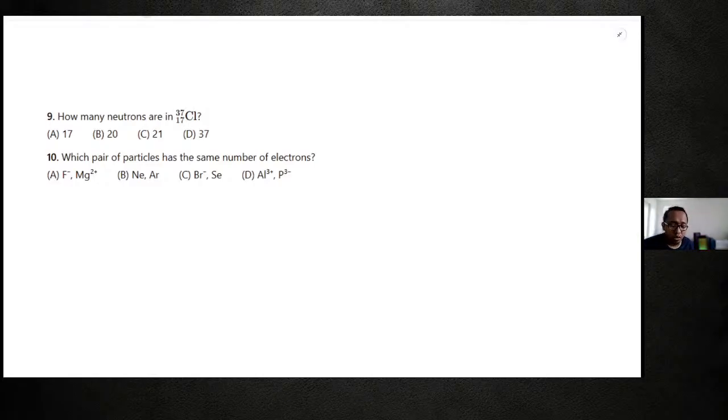How many neutrons are here? Let me prepare it first so we can understand easily. All right, so let's continue. How many neutrons are in chlorine 37? Cl 37 and 17 is very easy, as long as you understand the concept.